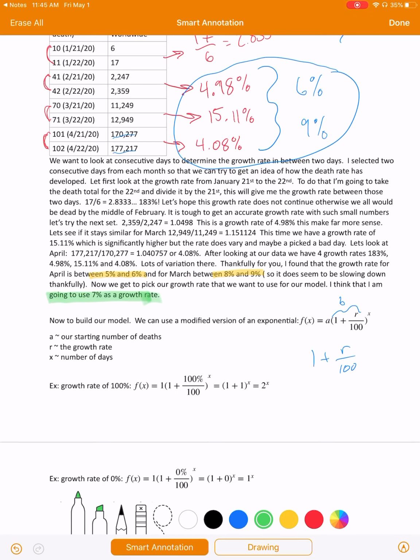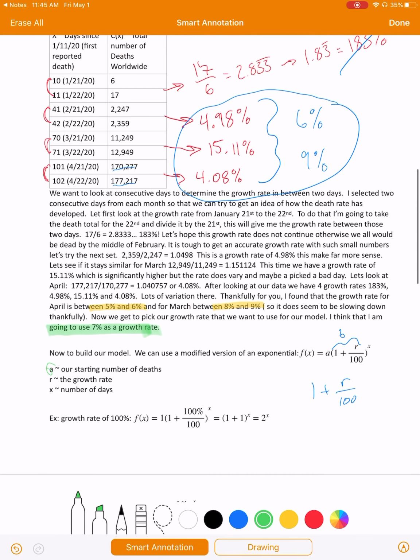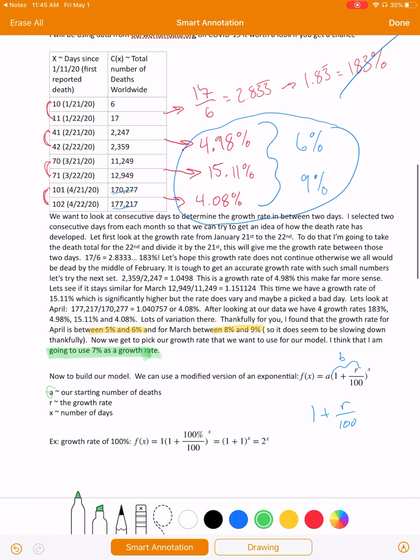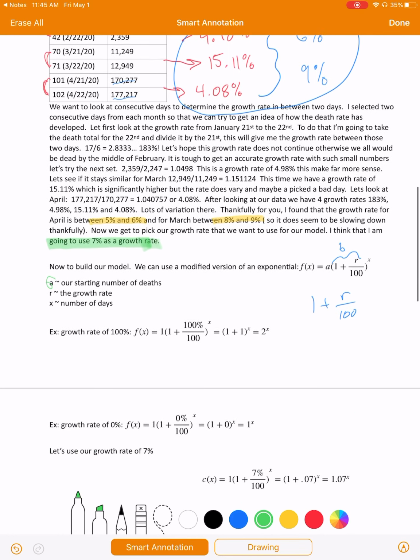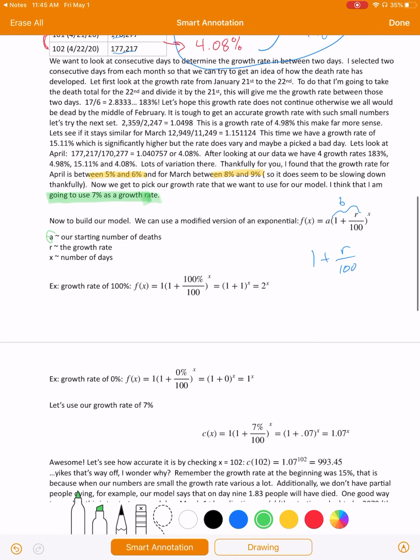So A is going to be that starting number of deaths. So if we're starting our model at January 11th, then the starting number of deaths is just 1, right? There's been 1 death that's happened, and if we're choosing to start it later on, then we would use however many deaths there are on that date and then build off of that with our model. R is the growth rate. So from one day to the next, how does our total number of deaths increase? And X is how many days since we started our model. So whenever we choose to do that, that's what X is going to represent, right?